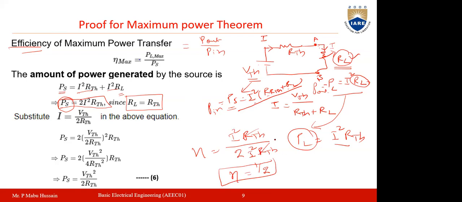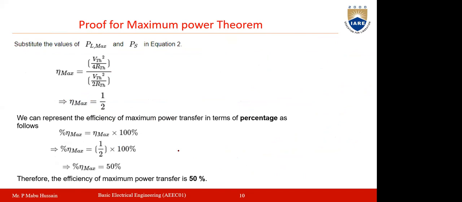If you want the percentage of efficiency, you have to multiply this by 100. So you will get 50% efficiency. Under the maximum power transfer theorem condition, you will get the efficiency as 1 by 2, which in percentage is equal to 50%. So this is about the maximum power transfer theorem.